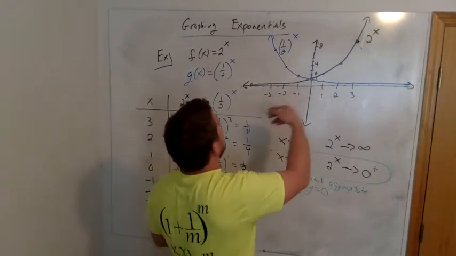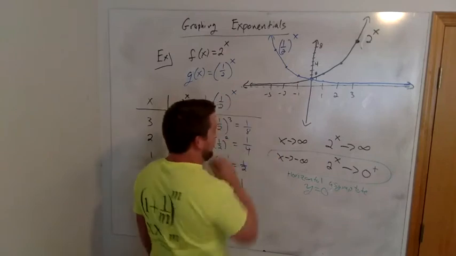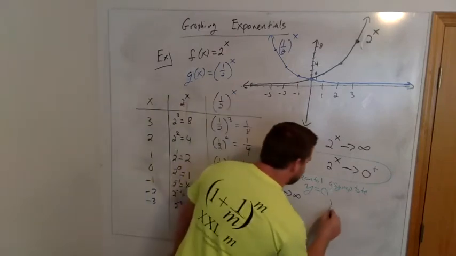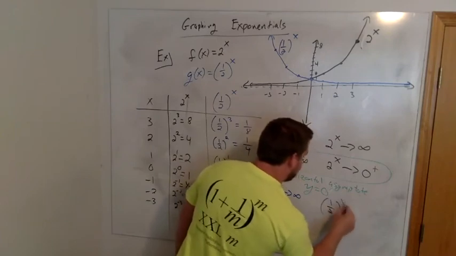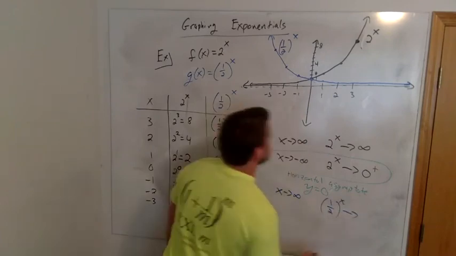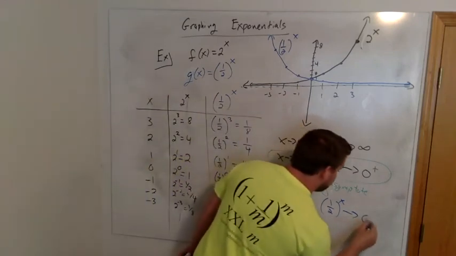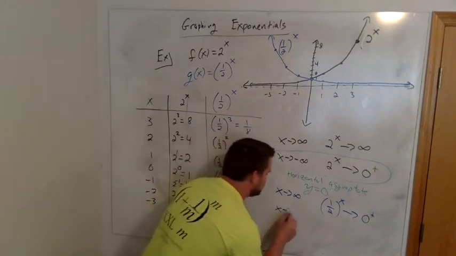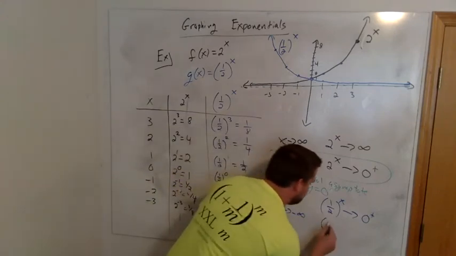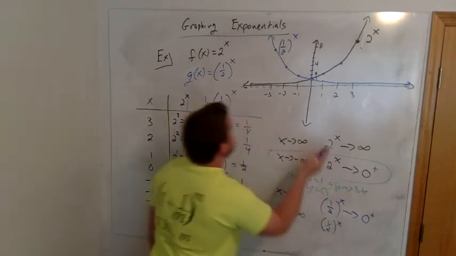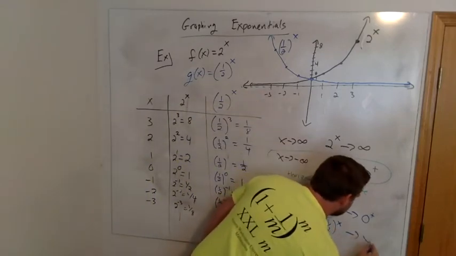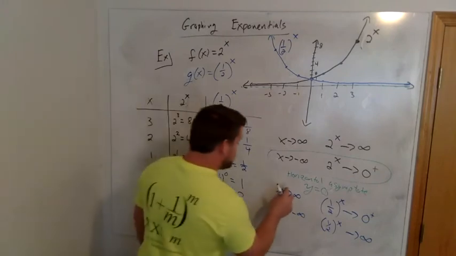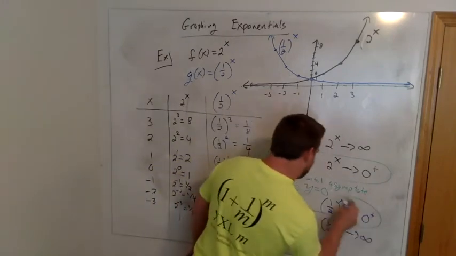So if we're trying to understand the behavior for 1/2 to the x, we should notice that as x is getting really large, 1/2 to the x is getting closer to 0, specifically 0 from the positive side. Also, as x is getting closer towards negative infinity, 1/2 to the x is exploding. It's going towards infinity. And it also has that same horizontal asymptote.